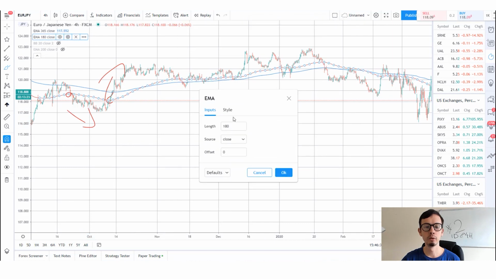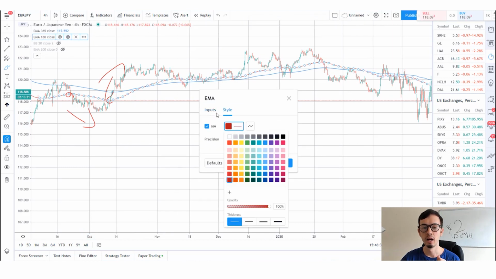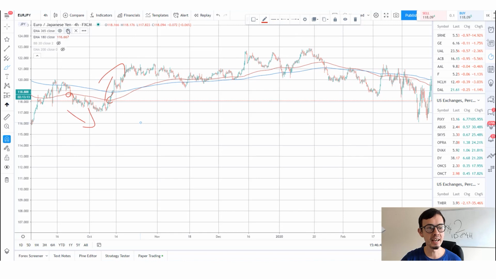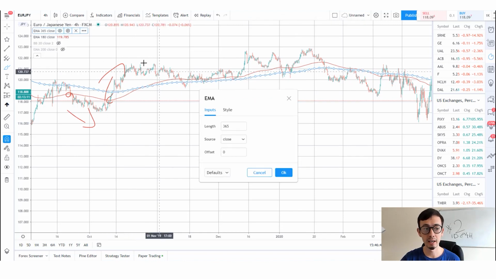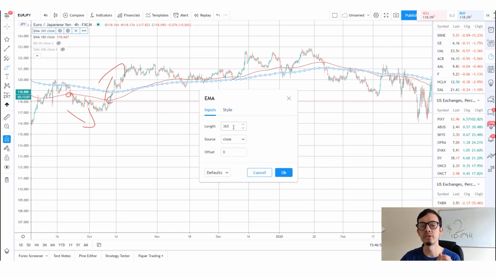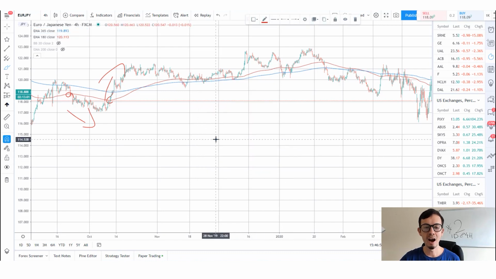One will be red and the length will be 180. We are slashing the year by half. Then click on OK. And the second, again click on settings, click on style. The second will be blue and the length will be 365 because it's going to be one whole year.